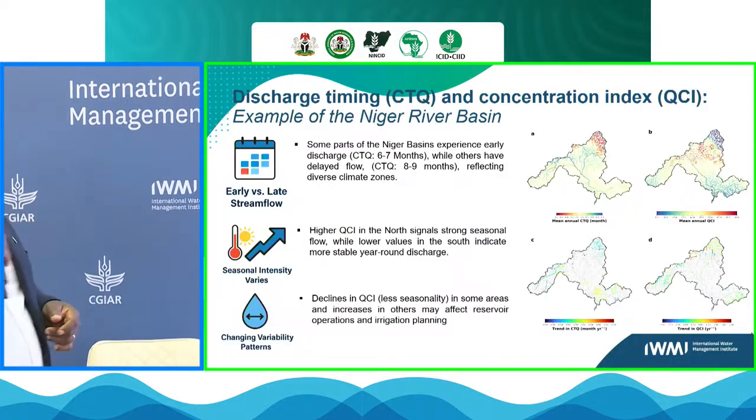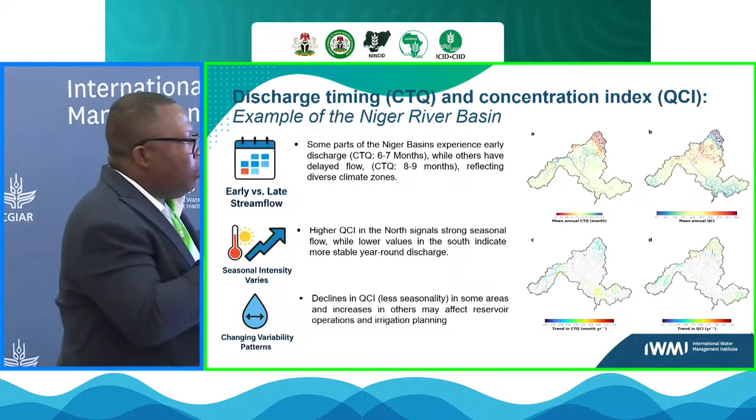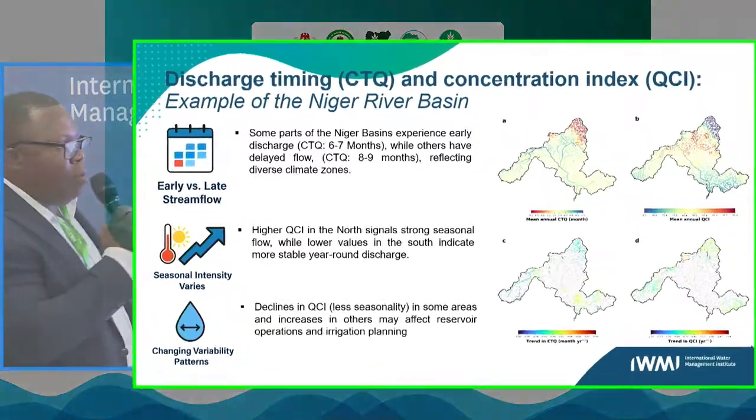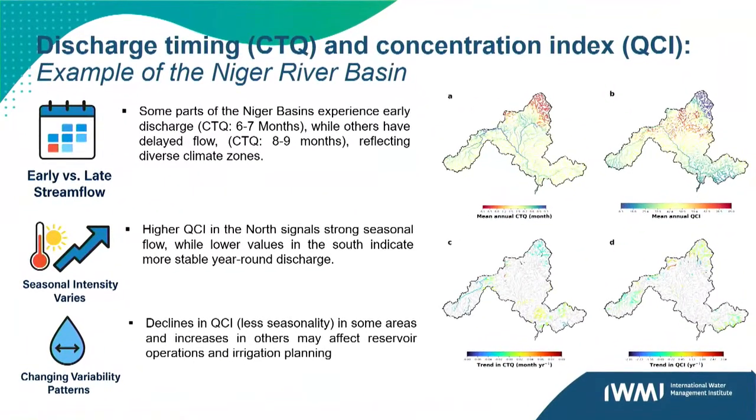Next slide, please. Okay, so once we have all this information, remember, we try to understand water availability for irrigation, for example. So here we are showing an example for the Niger River Basin, where we want to understand early or late stream flow variability. We also want to understand the seasonality and intensity of the river flow, and we also want to understand what are the changes or the patterns that are happening in the river basin. And this would directly inform irrigation planners, okay?